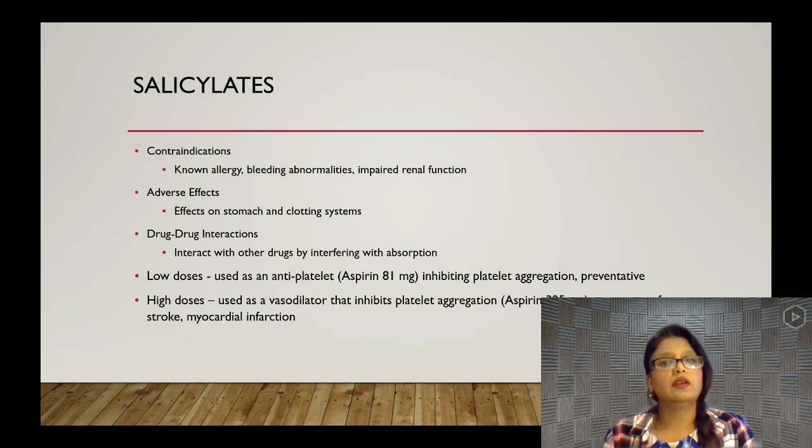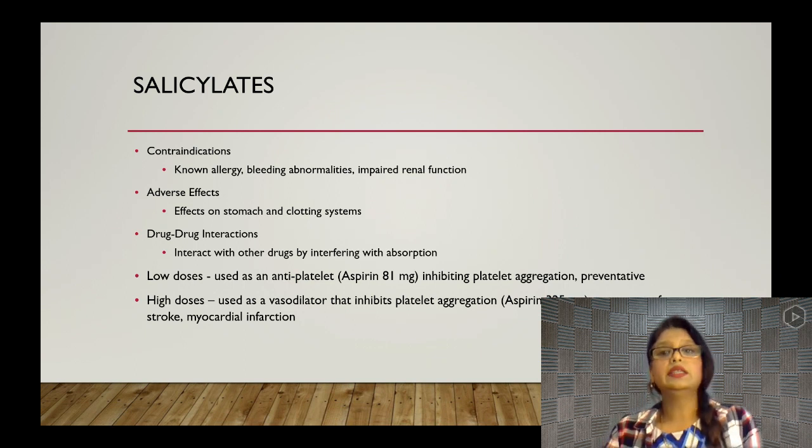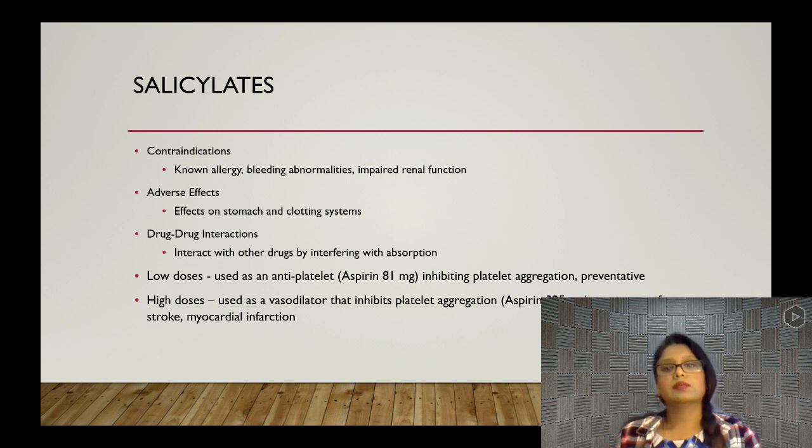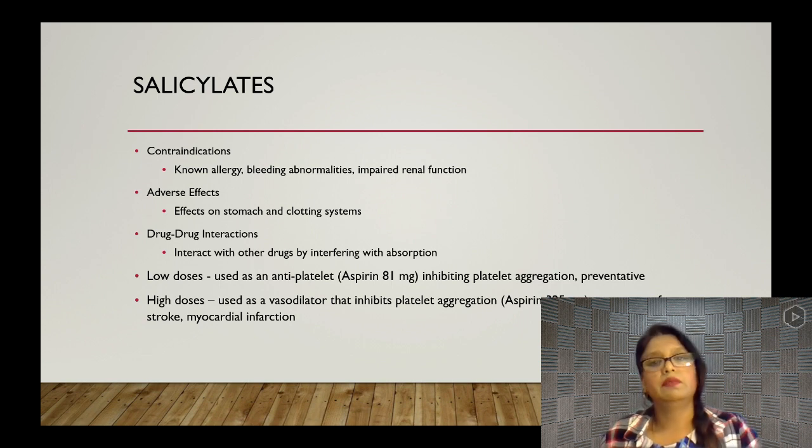Drug-to-drug interactions: they interact with other drugs by interfering with absorption. Low doses, such as aspirin 81 milligrams, are used as an antiplatelet, inhibiting platelet aggregation. And we want to be preventive. Whenever we're giving medications, we teach our patients, this is an antiplatelet medication. It could cause severe bleeding. Make sure that you are monitoring for any signs of GI bleed, or if you see blood in urine, bleeding gums, or blood in stool, you're supposed to inform your physician about it, because that's a side effect of this medication.